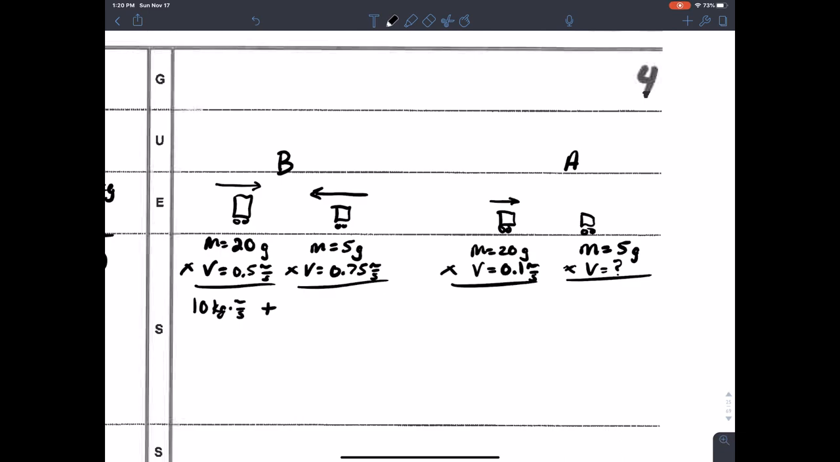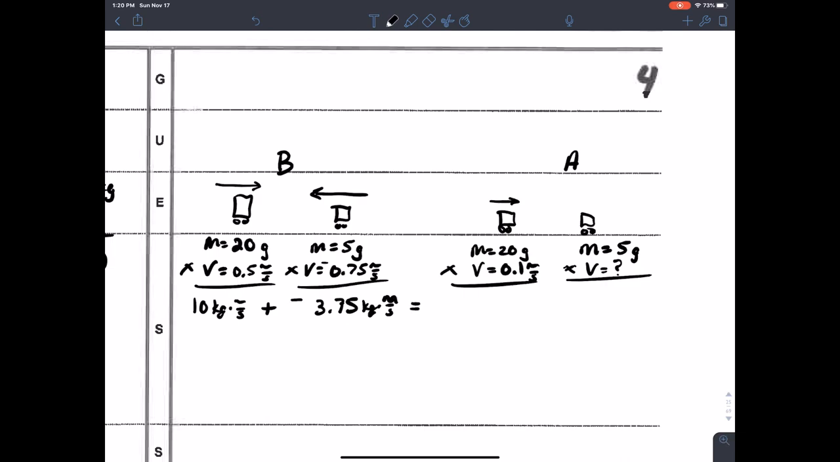We add to that what the toy car is. Now, here's the deal. You have 5 times your 0.75. Your initial gut reaction is going to be to just put 3.75 down. But the problem with this is the toy car is moving towards the truck, so that should be a negative right there. That should be a negative.